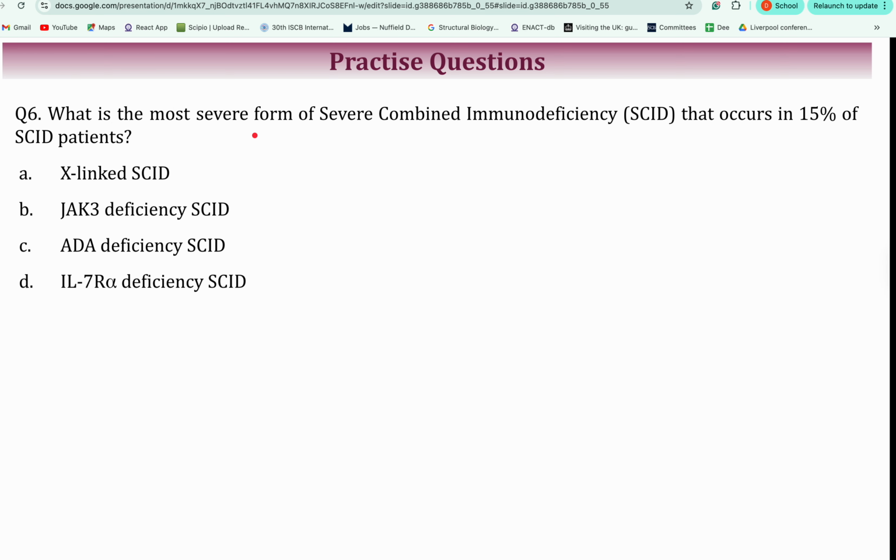The next question is, what is the most severe form of severe combined immunodeficiency, that is SCID, that occurs in 15% of SCID patients? Option A is X-linked SCID, option B is JAK3 deficiency SCID, option C is ADA deficiency SCID, and option D is IL-7R alpha deficiency SCID. So you have to tell which one is the most severe form. And this we have already discussed in the previous table when we were talking about different severities of SCID, which gene leads to what kind of phenotypes.